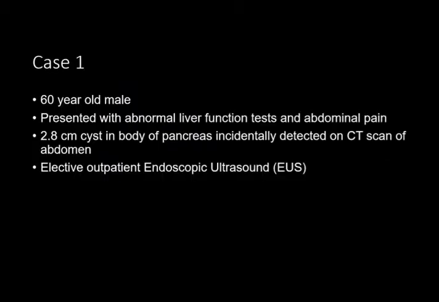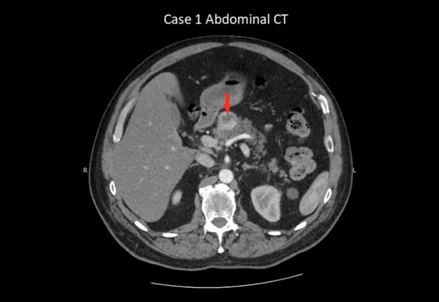The patient is a 60-year-old male who presented with abdominal pain and abnormal liver function tests. The abdominal CT detected a 2.8 centimeter cyst in the body of the pancreas with enhancement of the cyst wall, as demarcated by the red arrow. The patient was referred for EUS.